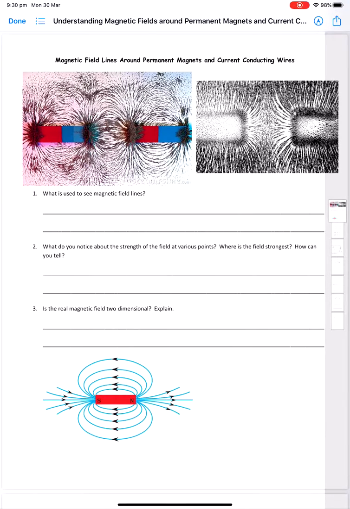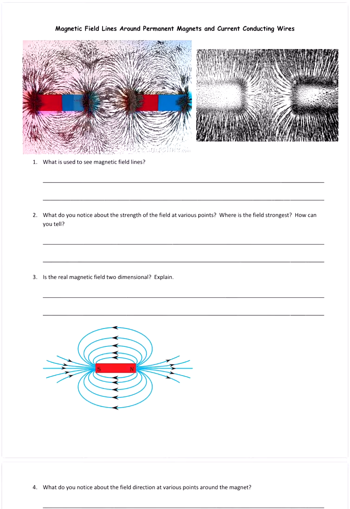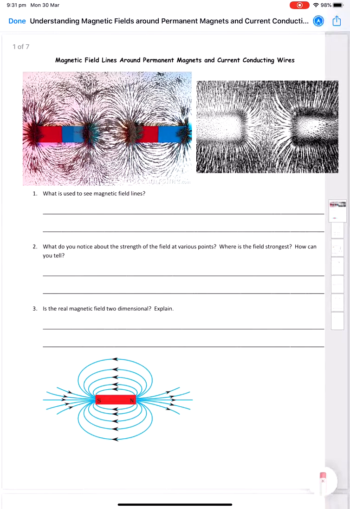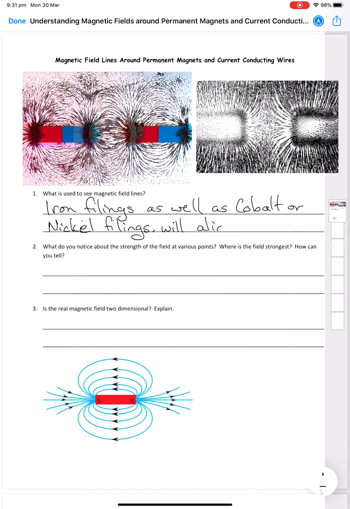The answer is iron filings, and oops, I've got to get that turned on. Iron filings, as well as cobalt or nickel filings, will align with magnetic field lines.